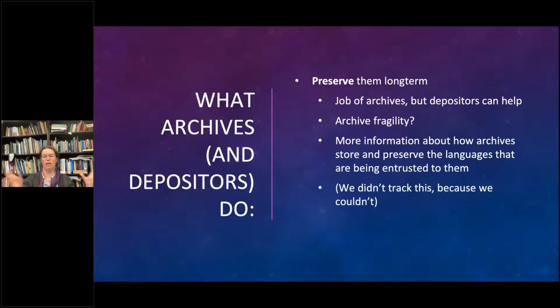The parent website converted to a new format of links, and those links were automatically updated, but the underlying collections were not. So this has now been fixed, but it goes to show that even well-resourced archives can be subject to this same sort of archive fragility as well. We would like to see a lot more information about how archives store and preserve the language materials that are being entrusted to them. We didn't track this simply because we couldn't. There were very few archives that provided information about their backup protocols or about their on-site or off-site materials and so on. And we think this is really, really crucial.